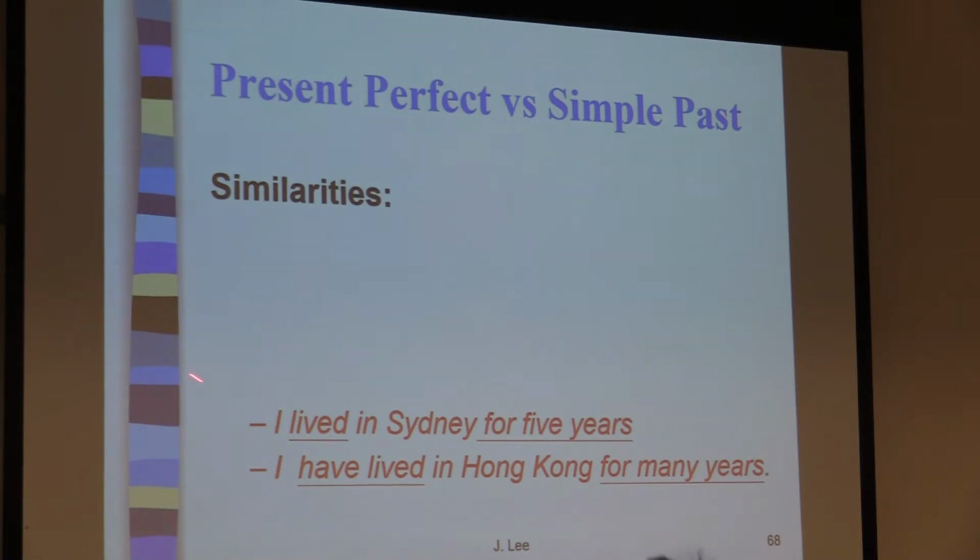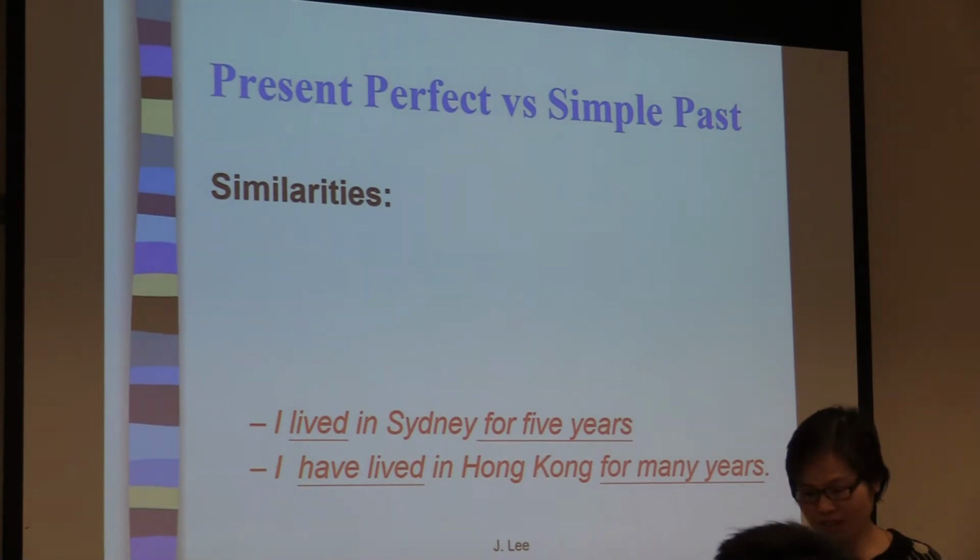When do we use the past tense? I no longer live in Sydney. Yeah, that's right. I'm no longer living in Sydney now. All gone, all past. I lived in Sydney from 1994 to 1999. So all gone. I no longer live there. But if you say I've lived in Hong Kong for many years, it's lasting up to now. Even now, I'm still here, living here, right?